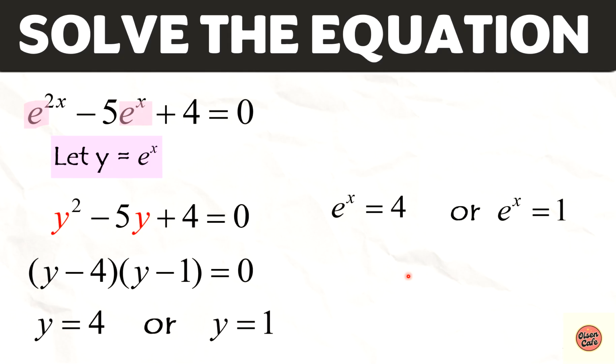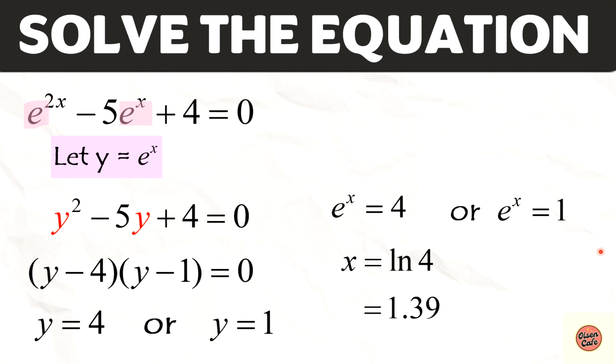So therefore, I know that e to the power of x equals 4. This is the same as x equals ln 4. And by using a calculator, I'm able to derive the answer as 1.39, leaving the answer to 3 significant figures.